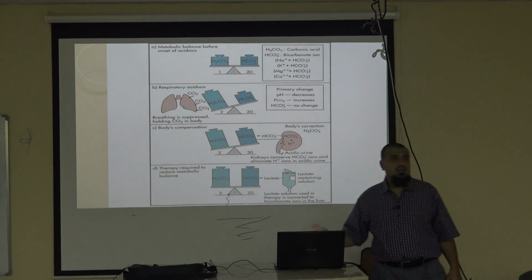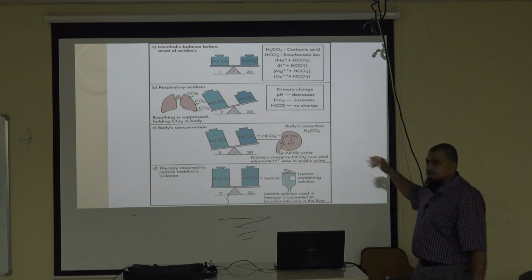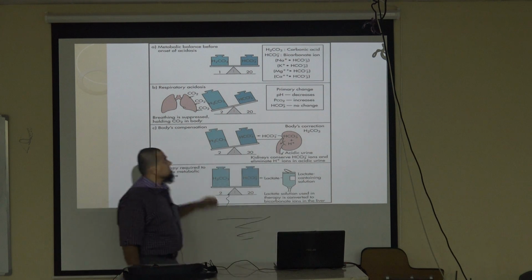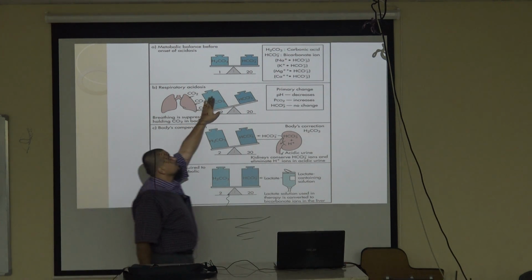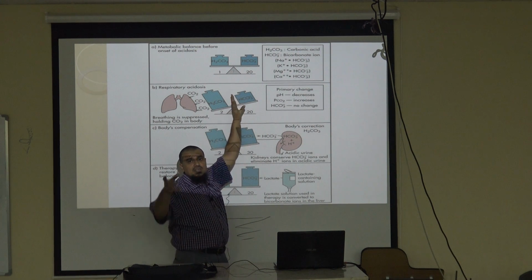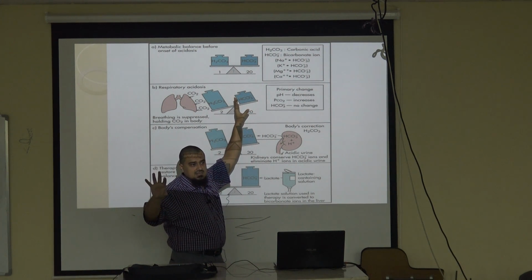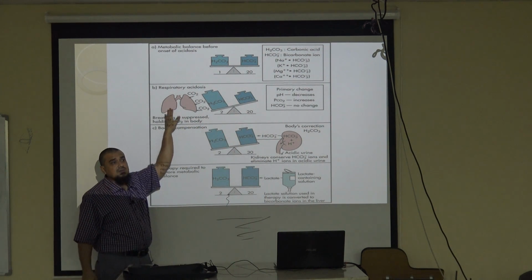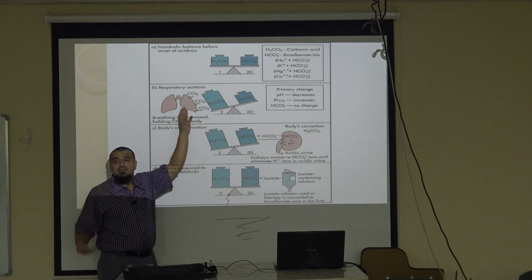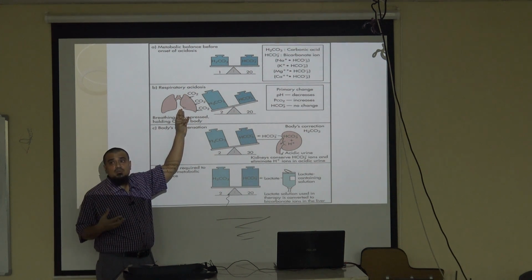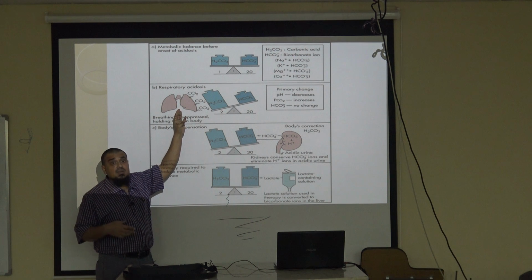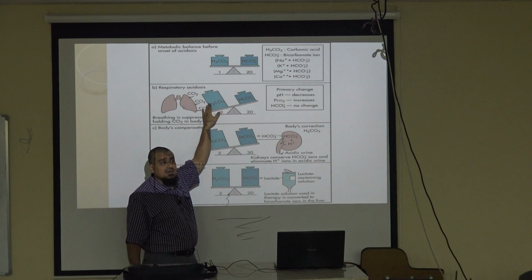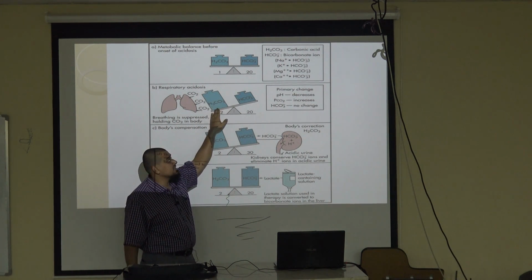So this is a very good diagram. If you just see here, it explains that normally we are in a state of equilibrium. The acids and the alkalis in the buffers are normal. But if there is some problem in the lungs and the lungs are unable to expel the carbon dioxide, this carbon dioxide will increase in the blood, and as a result the acid in the blood will increase, acidosis.